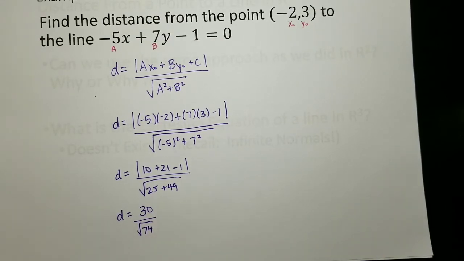And you could rationalize that denominator, or if this was some kind of word problem where you were looking for an exact value, you could put that in on your calculator and round it off to 2 decimal places. So next we're going to take a look at the distance from a point to a line in R3.